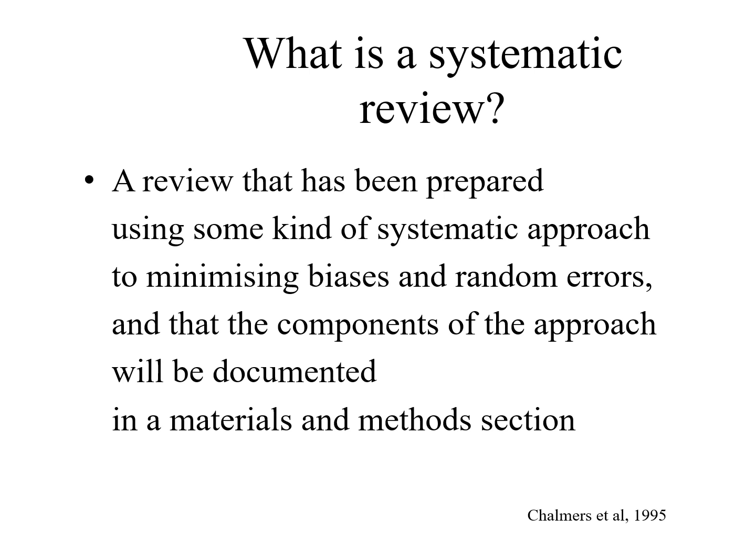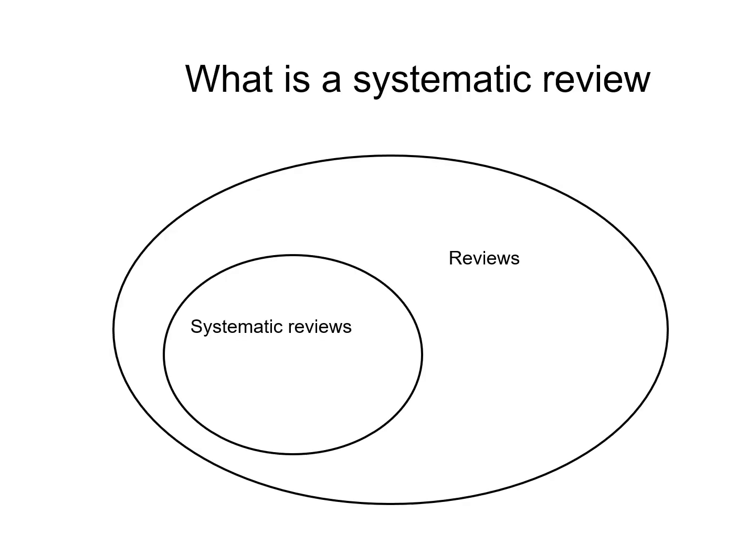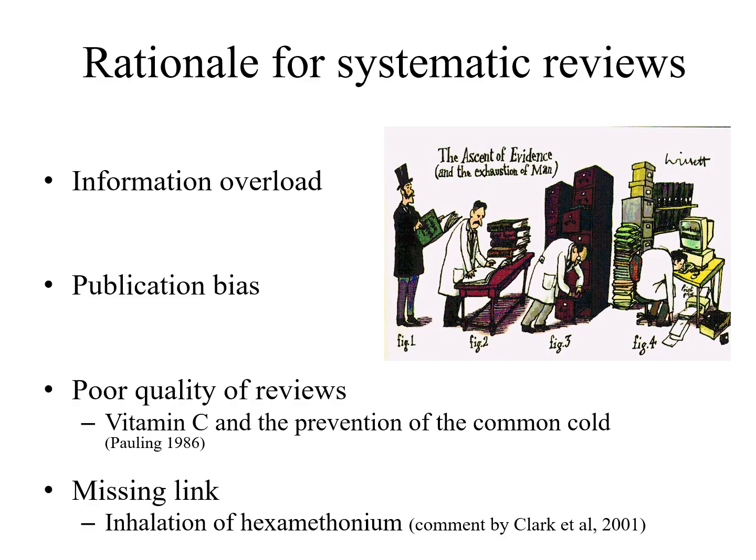So, what is a systematic review? A review that has been prepared using some kind of systematic approach to minimize bias and random errors. Components of the approach will be documented in a materials and methods section. So it is a part of all the reviews and it summarizes all reviews that are valid.